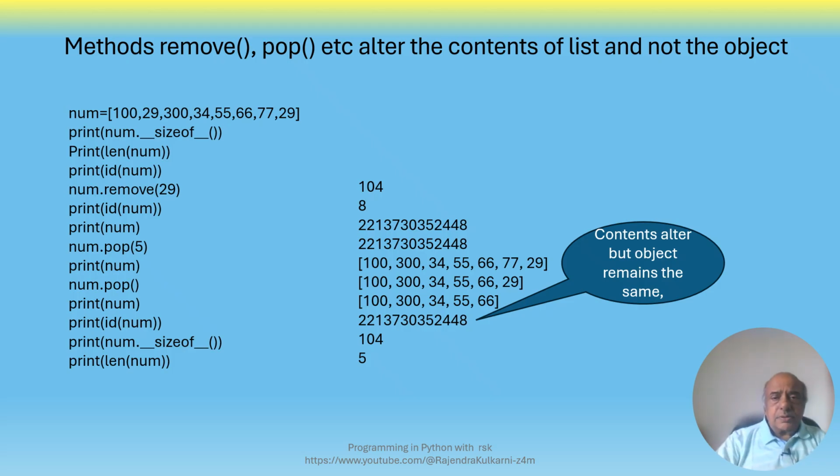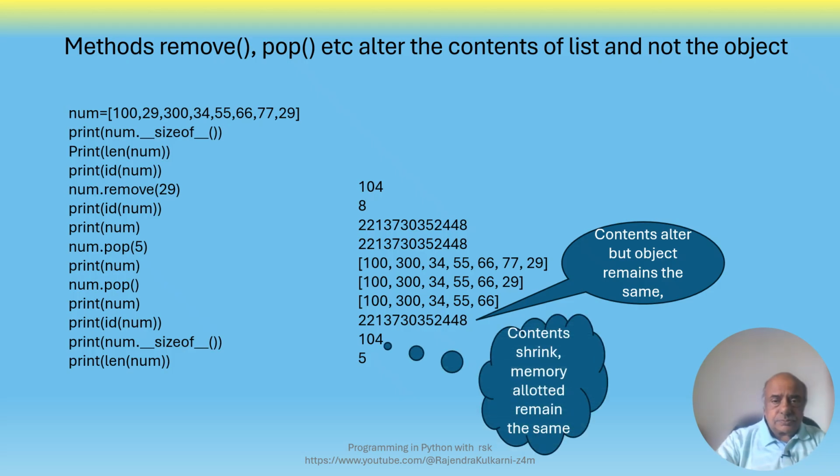Contents alter, but the object remains the same. 2448 is the ID of the object num, and that object remains the same even after using remove, pop, and removing the items from the list. The contents shrink from 8 to 5, but the memory allotted remains the same. Memory does not shrink.